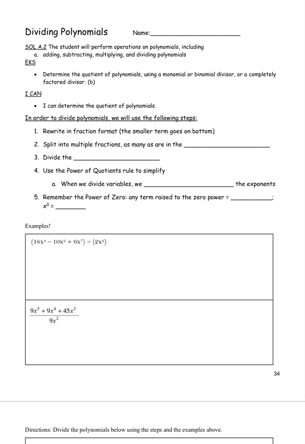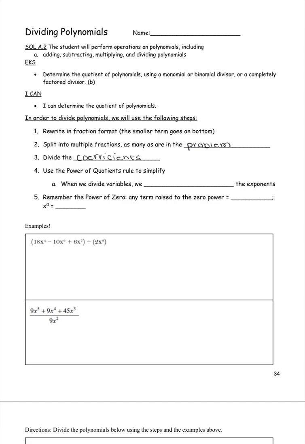All right, so the first thing we do in order to divide polynomials, we use the following steps. Rewrite in fraction format, with the smaller term on the bottom. Split into multiple fractions, as many as there are in the problem. Then you're going to divide the coefficients. And remember, the coefficients are the numbers that are in front of the variables.